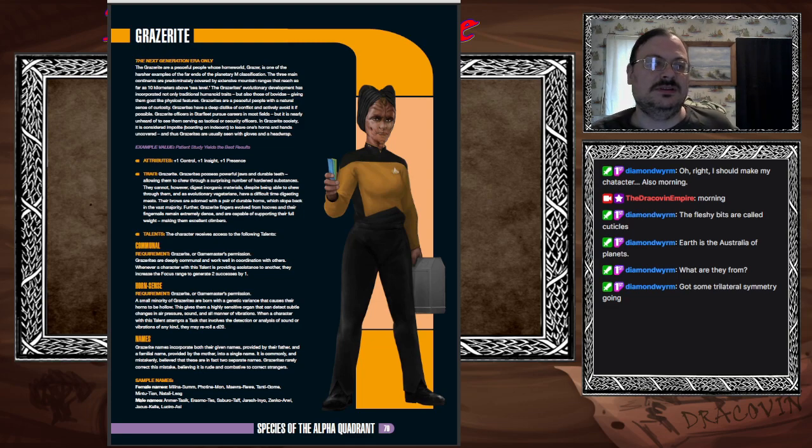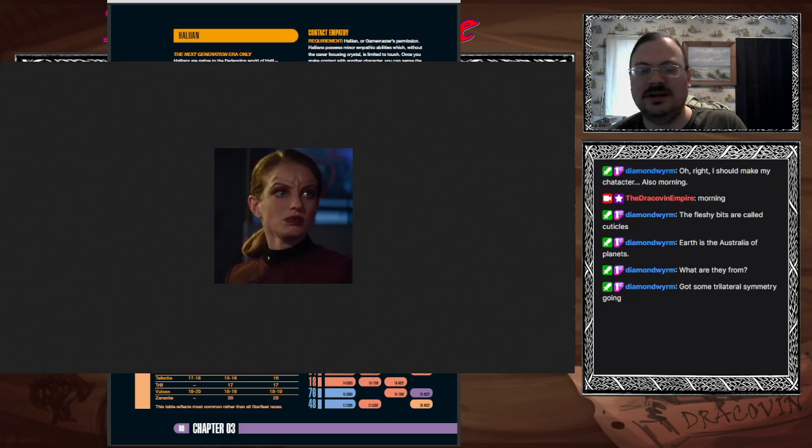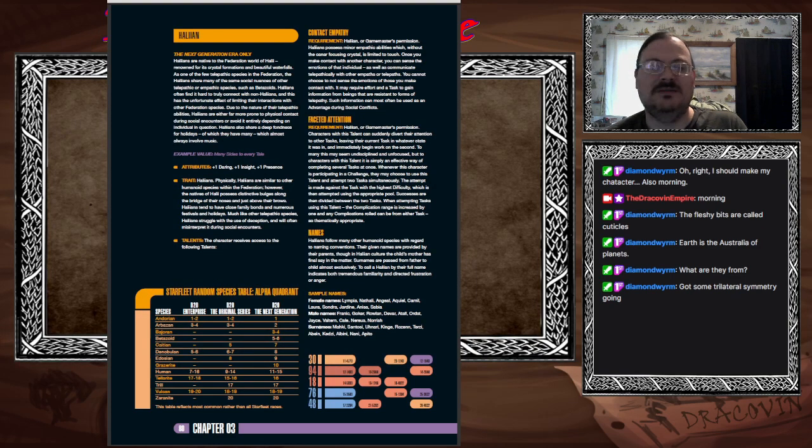Grazerite. Don't really know about a lot of them. Haliian? Oh, here's another one I gotta look up. Surprised they didn't have the Cardassian image. Let's throw up a Haliian image here. There we go. That's a nice Haliian lady from Memory Alpha. Thanks, Memory Alpha.